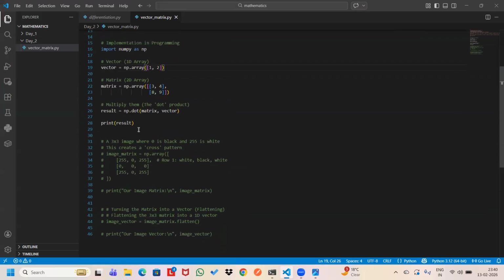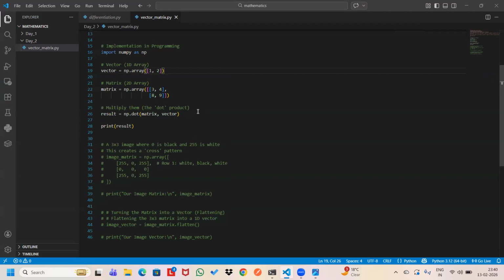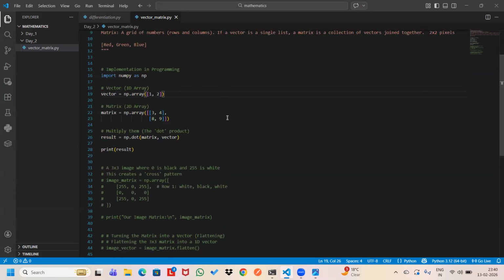So now we will talk about the 3 cross 3, which is actually a tensor. This is an image matrix, actually a matrix, but this will be considered as a tensor also. So let's talk about this. We have already implemented all these things in the program.